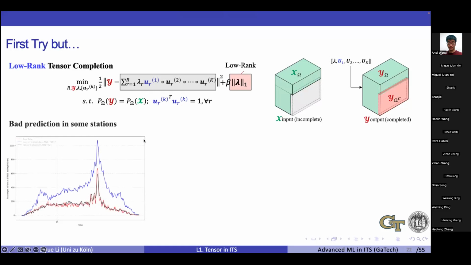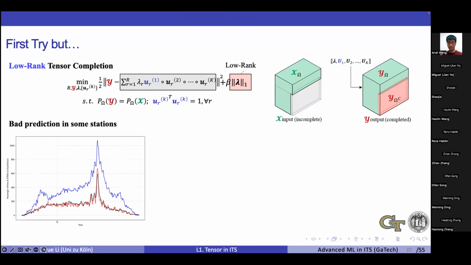And our first try was actually not that good at some specific stations. So for example, the black one is the average of the ground truth, and the red ones are stations that have really good prediction, quite close to the ground truth. But you can see that some blue stations are quite badly predicted.